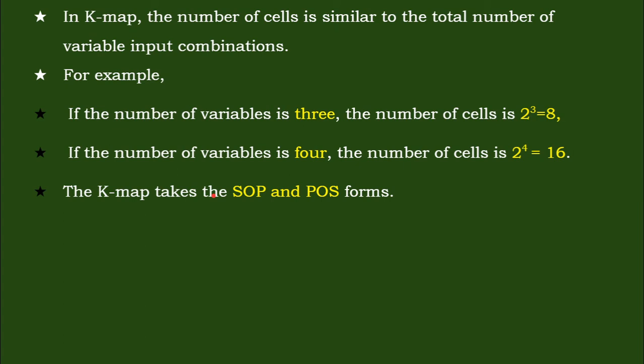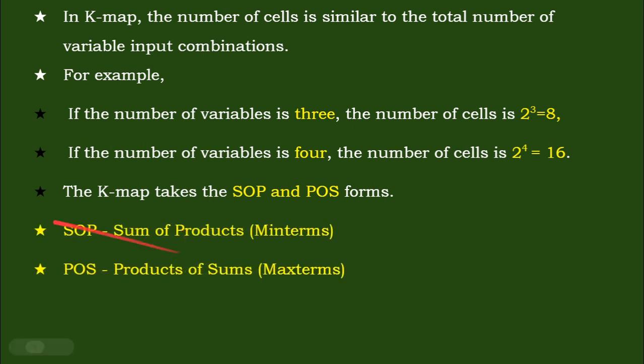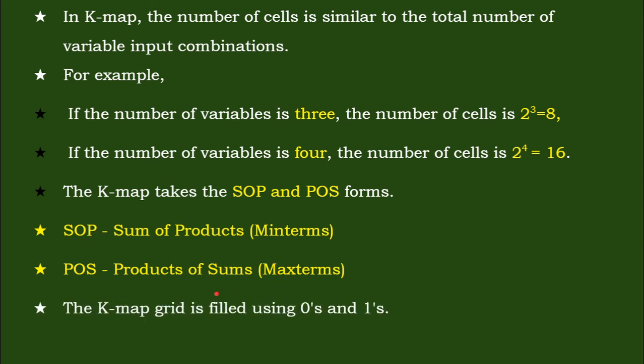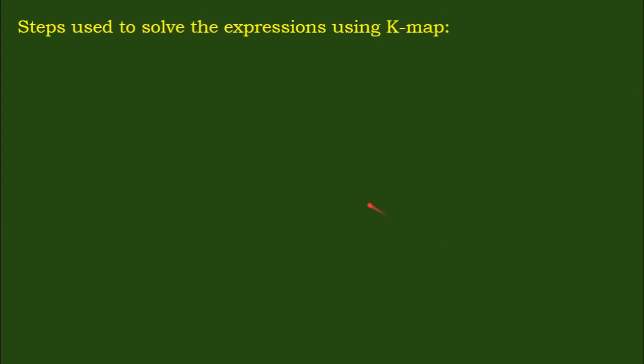The K-map takes the SOP and the POS forms. Actually, SOP is sum of products and POS is product of sums. You can use either SOP or POS. SOP is also called min terms and POS is also called max terms. The K-map grid is filled using zeros and ones. The K-map is solved by making groups. Okay, now let us see how the K-map looks like.